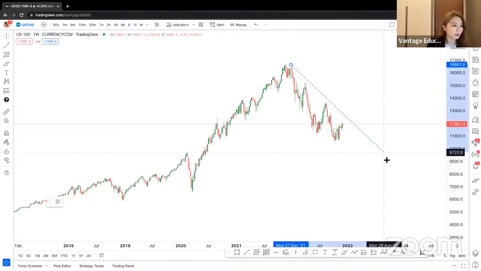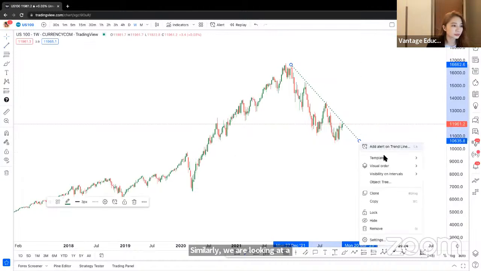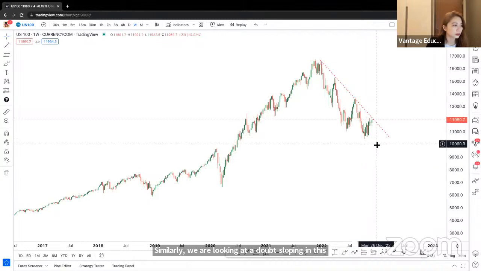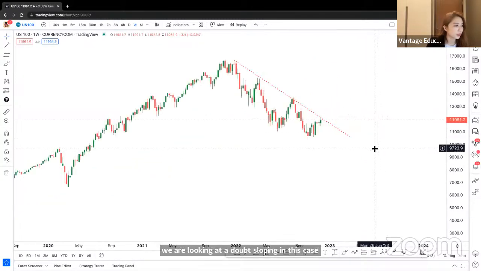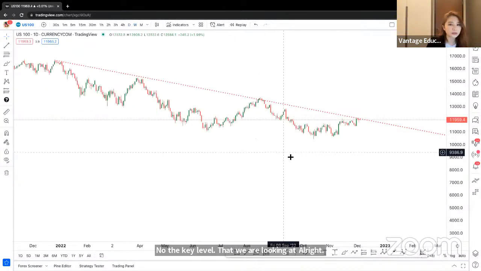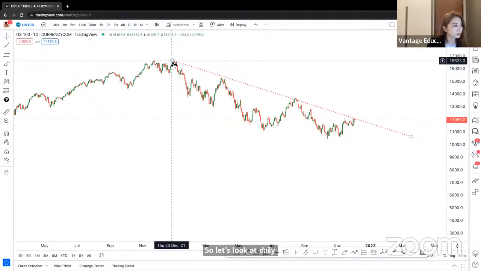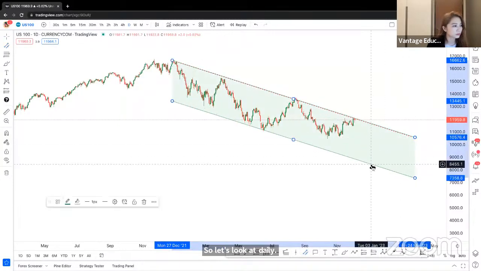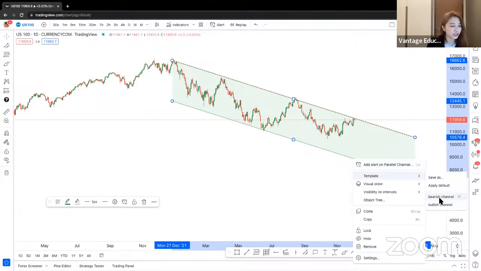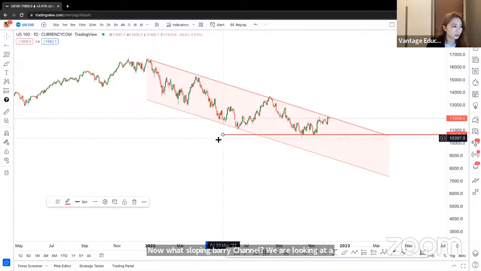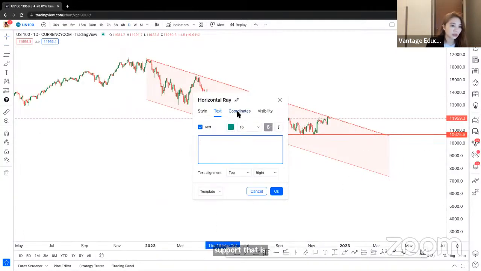Similarly, we are looking at a downward sloping in this case. No other key levels that we are looking at. So let's look at daily. Downward sloping, bearish channel. We are looking at a support that is pretty important here, 1067.5.